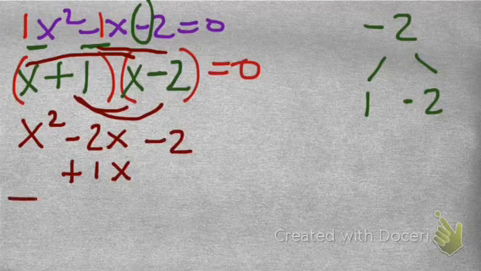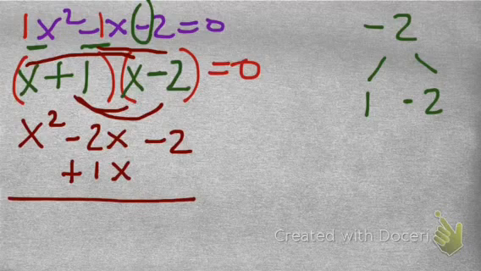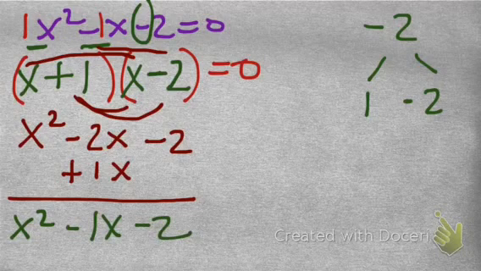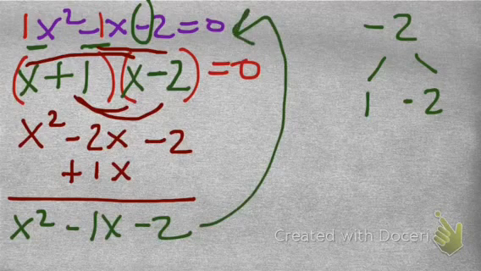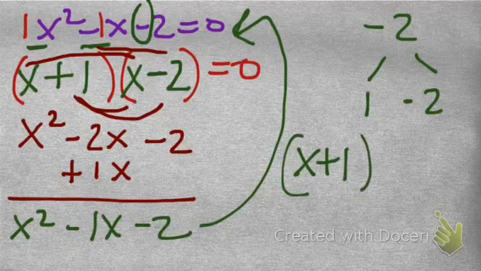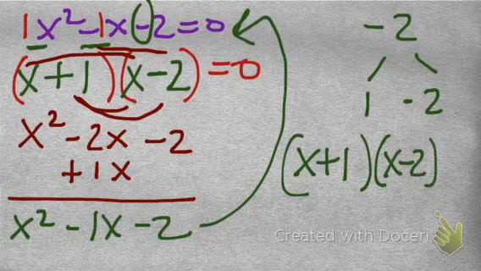And I lined them up just like that so I could see that my like terms were in the middle there and easy to combine. Nothing to go with the x squared. I get -2 plus 1 more, that's minus 1x, minus 2, and yep, that matches exactly what I had up here to begin with. So I know that I've got x plus 1 and x minus 2 as my factors.